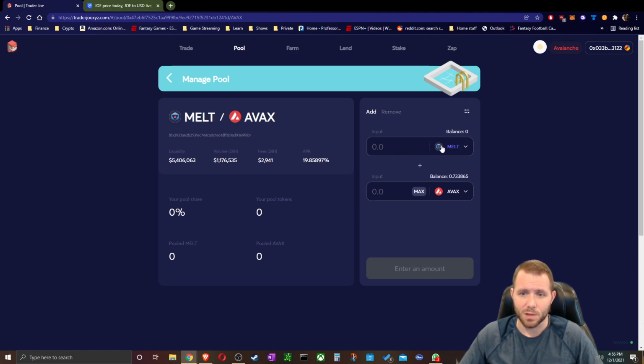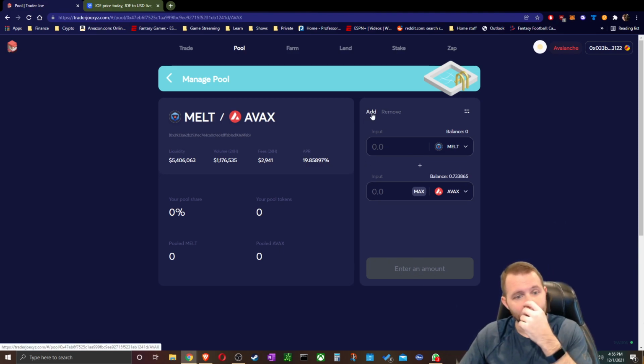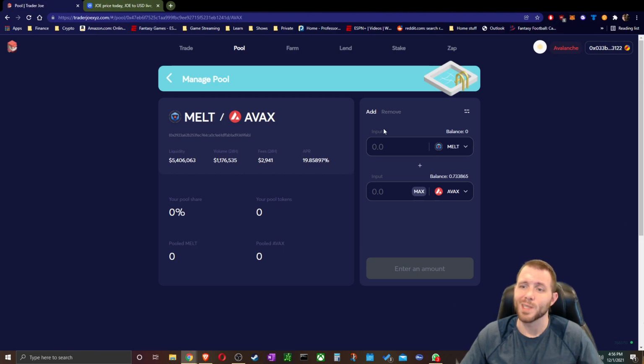And so let's say I would put $100 worth of melt. Okay, I would have to put $100 worth of AVAX into the pool together. So it would be a $200 investment, in however many tokens $100 of each would be. You'd enter it and add it to the liquidity pool, and you would get a receipt token, an LP token, a liquidity provider token, as kind of your receipt.